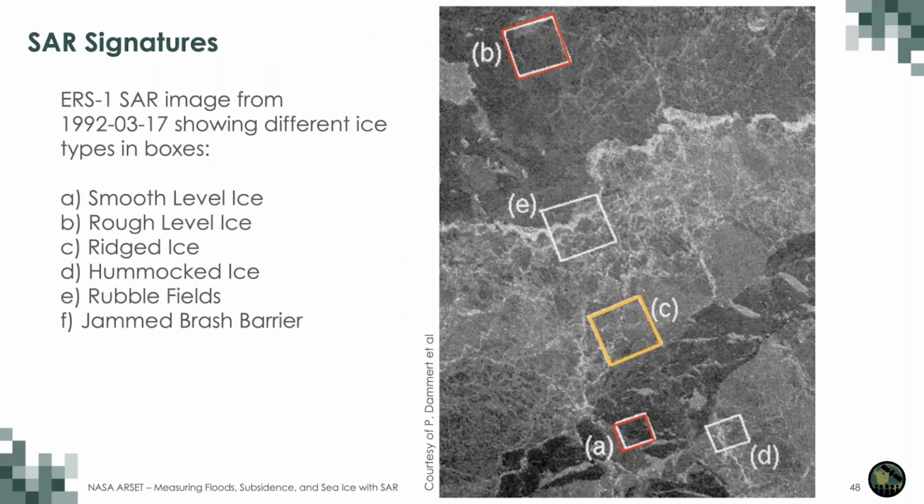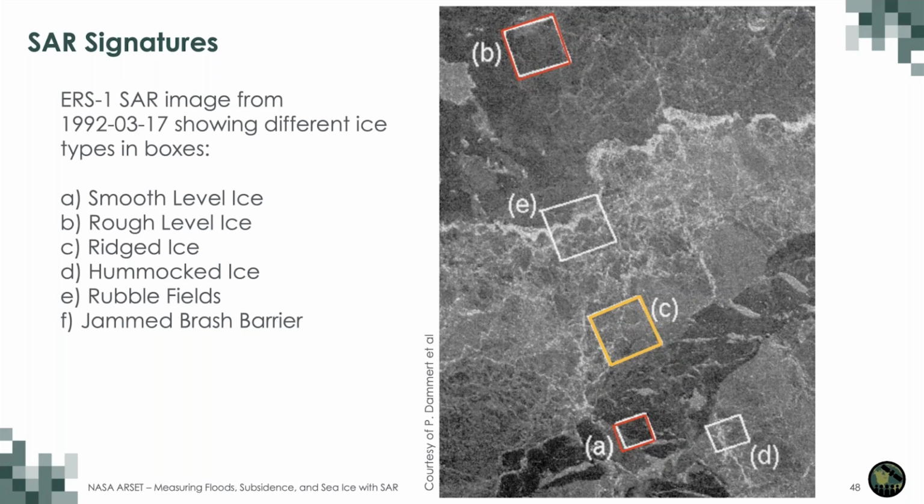And here it's an oldie but goodie. It's an ERS-1 SAR image from 1992. Unfortunately, or fortunately, the ice has not really changed since then. If we look in the red rectangles here, we can see two different types of level or smooth ice. And if we look in the orange box, we can see more ridges.